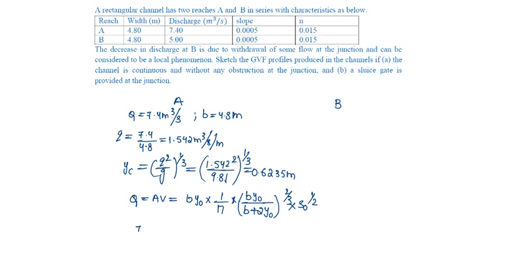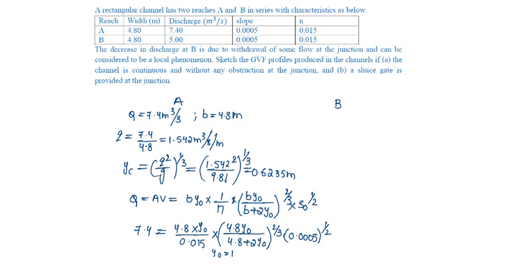Substituting Q is 7.4, which is equal to b is 4.8 into normal depth, say y naught, by n is 0.015 into b is 4.8 y naught by 4.8 plus 2 into y naught, whole power 2 by 3. Bed slope is given as 0.0005 whole power 1 by 2, from which y naught will be obtained as 1.2 meters. y naught is greater than yc, so the slope will be a mild slope.